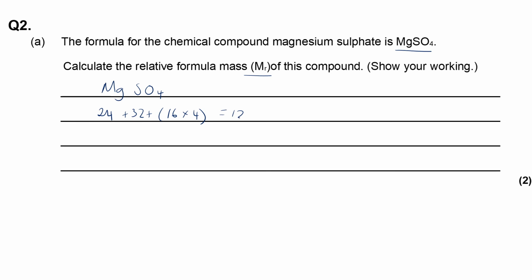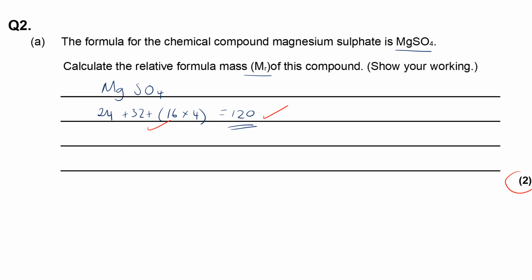Now, in order for me to do that, I need the data sheet, and obviously I have the data in my head because I know that magnesium has a mass number of 24, sulfur 32, and oxygen 16. So I'm going to write 24 plus 32 plus open bracket 16 times 4, close bracket, and that is a sum of 120. So that is the formula mass of magnesium sulfate.